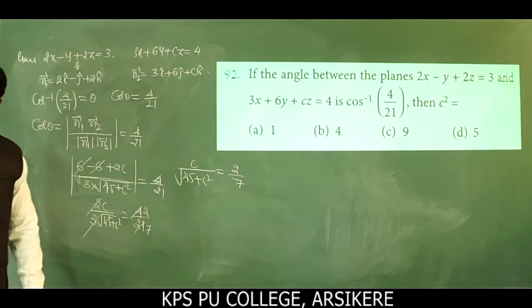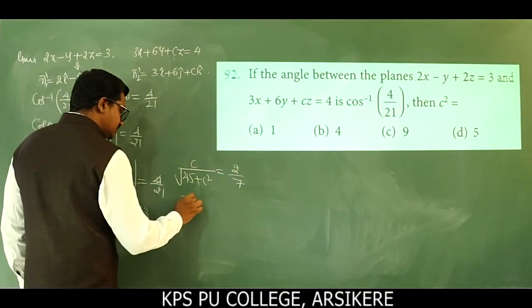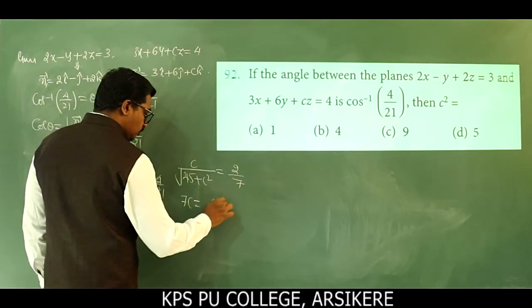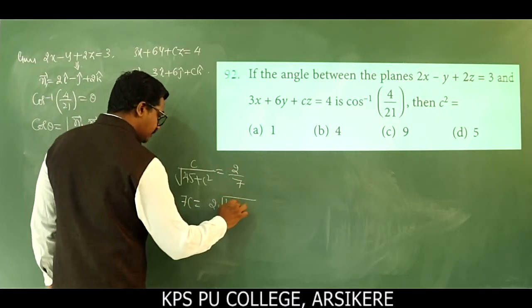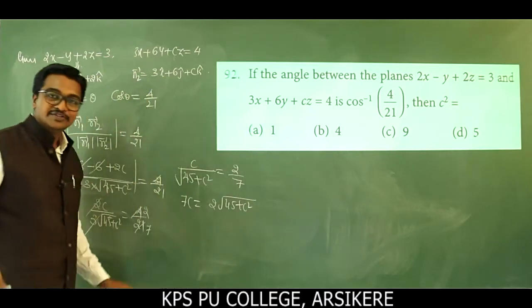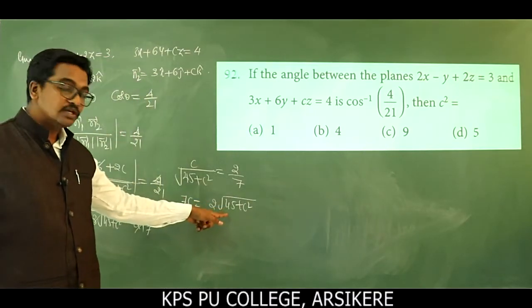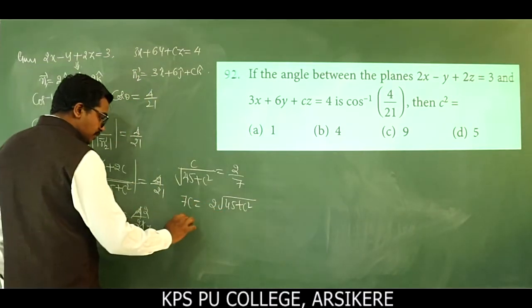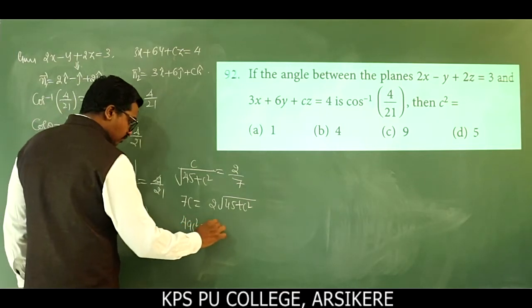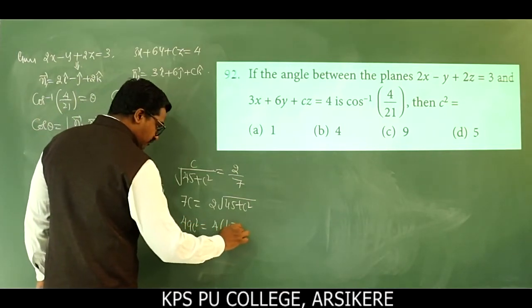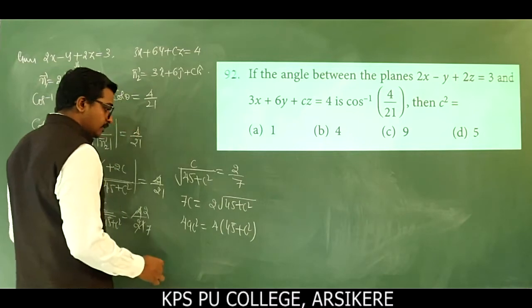Take cross multiplication. This is 7c is equal to 2 into root of this term, 45 plus c square. Squaring on both sides, because we have to remove the square root, this becomes 49c square is equal to 4 into (45 plus c square).